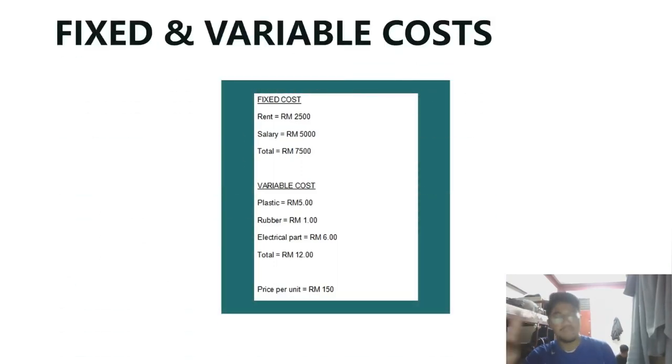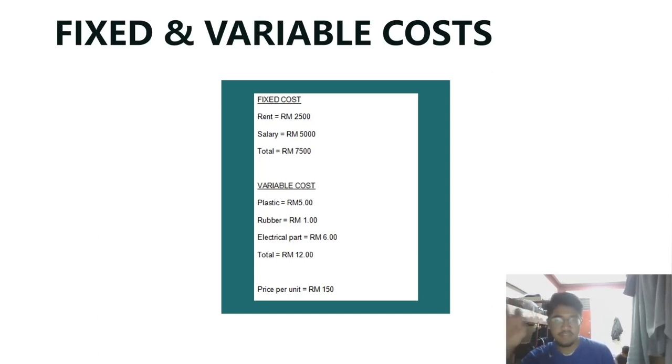There are two types of costs, which are the fixed and variable cost. Fixed cost consists of rent, which is 2,500 ringgit, and salary, which is 5,000 ringgit, and if we total it up, it is 7,500 ringgit.